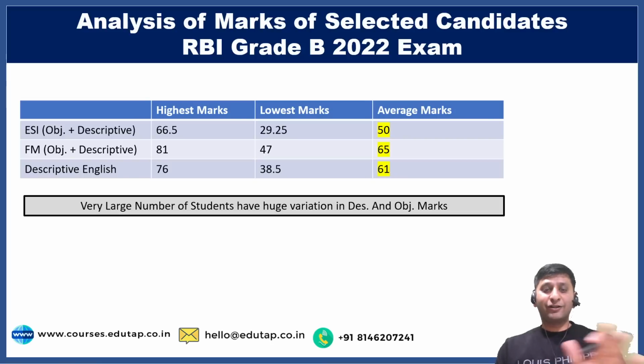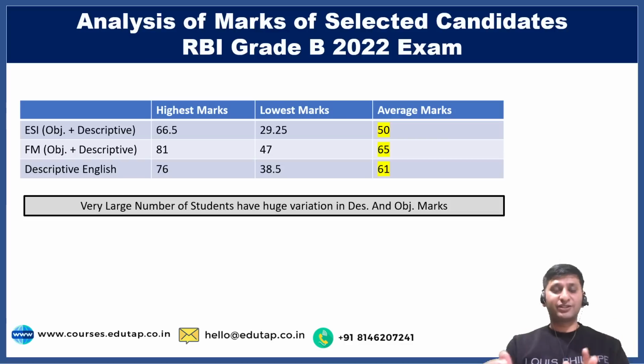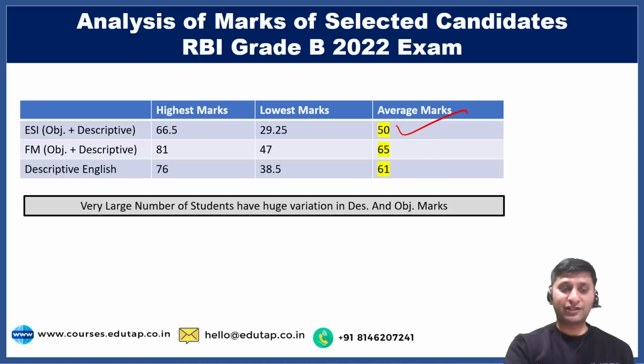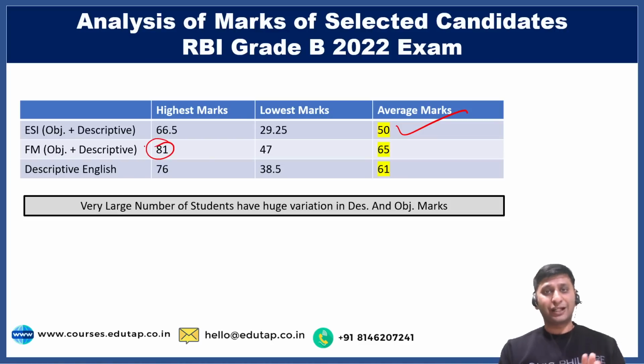और ये इस तरह के एवरेज मार्क्स हैं गाइज़। अगर मैं कंबाइंड लूं ESI ऑब्जेक्टिव प्लस डिस्क्रिप्टिव, ESI में 50 हैं, लास्ट ईयर यह 55 से 60 हुआ करता था, बट इस बार पेपर और टफ आया तो एवरेज मार्क्स गिर गए। FM में हमें रियल थोड़ा सरप्राइज हूं, दो हाईएस्ट मार्क्स combined is 81, which is good enough.